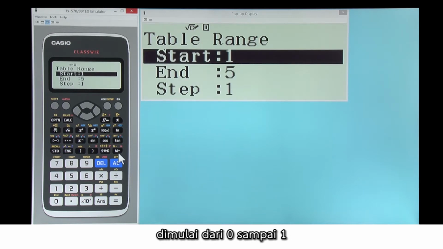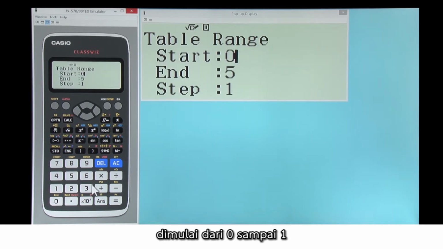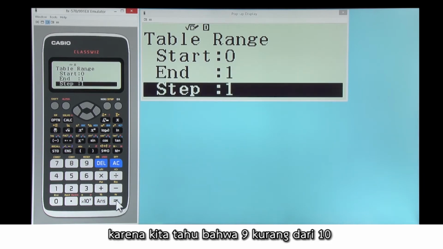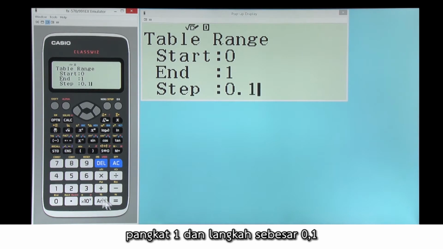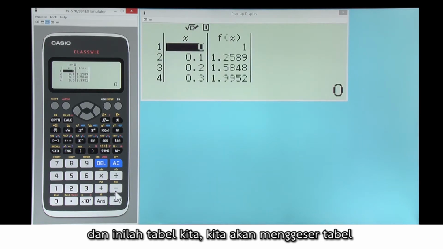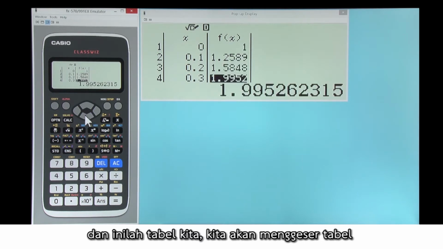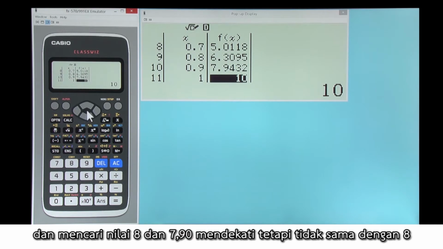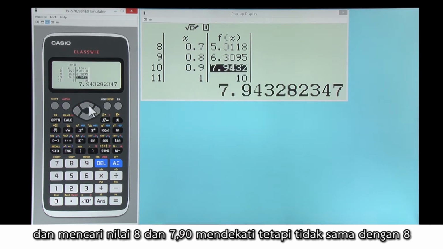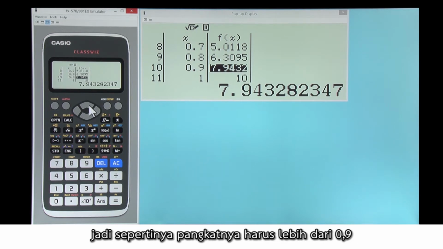A good choice of values is to start with 0 and go through to 1, because we know that 9 is less than 10 to the power of 1, and go up in steps of 0.1. And here's our table. We'll scroll the table and look for a value of 8. And 7.9 at 0.9 is close to but not the same as 8. So it looks like the power has to be a little bit more than 0.9.